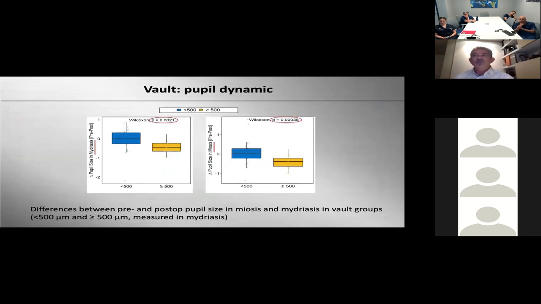This figure shows the change of pupil size in mydriasis and miosis after surgery in different vault groups, less than 500 microns and more than 500 microns measured in mydriasis. The pupil size at 3 months after implantation of an ICL tends to be larger both in scotopic and photopic light conditions when the vault is higher.